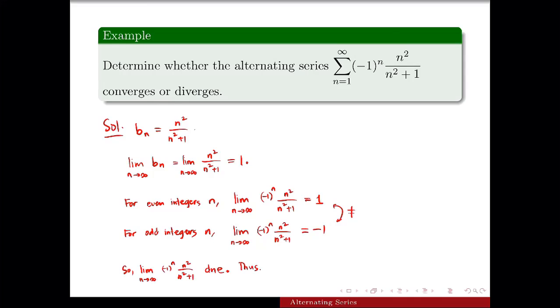Thus, by the divergence test, the series negative 1 to the n squared over n squared plus 1, from 1 up to plus infinity, is divergent.